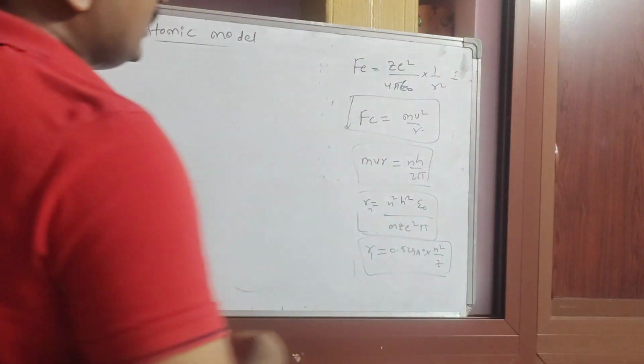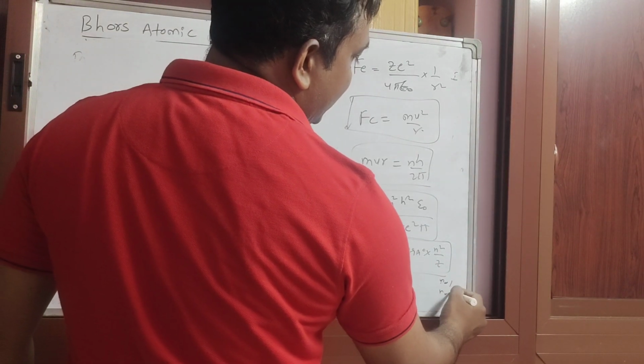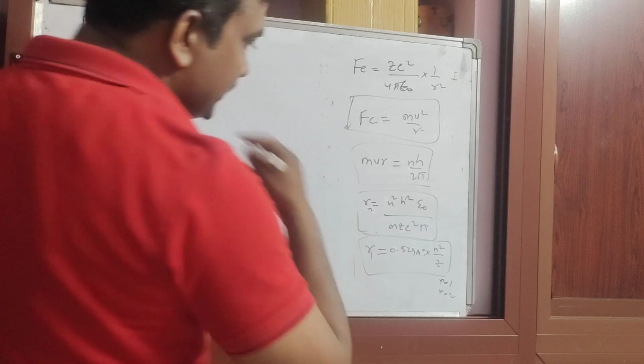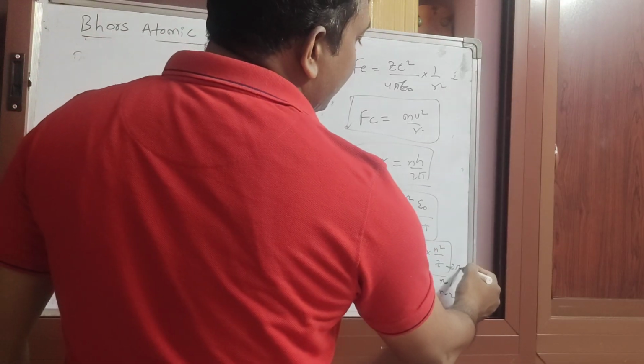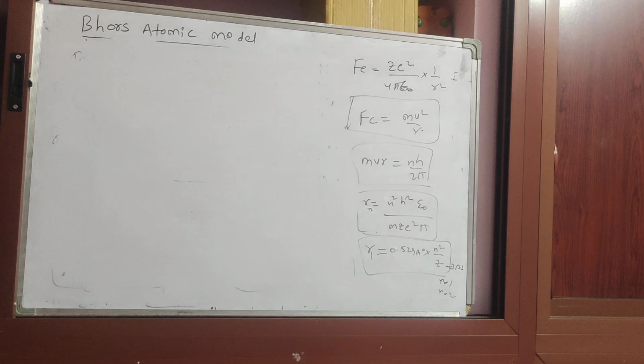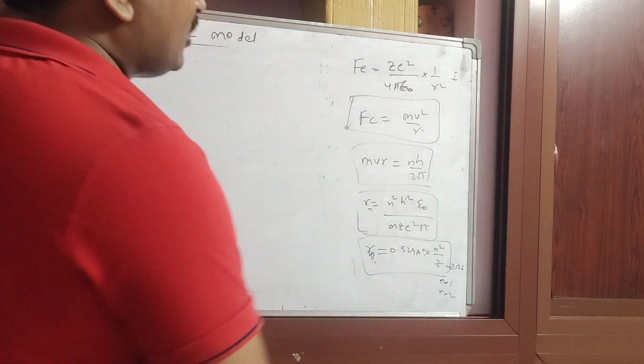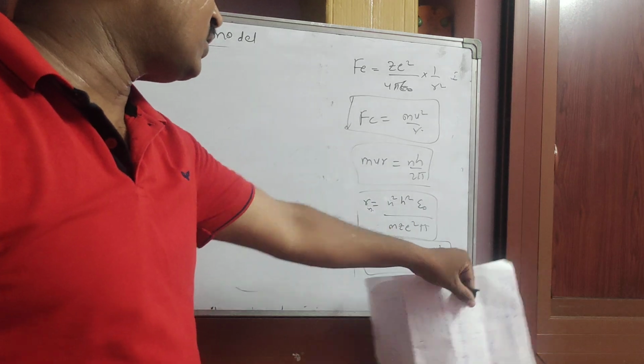Next, in case of the first shell n is equal to 1, second shell n is equal to 2. By putting this, if we change the atomic number, the radius of the electron orbit will change like this. For the nth orbit, 0.529 angstroms into n square by Z.